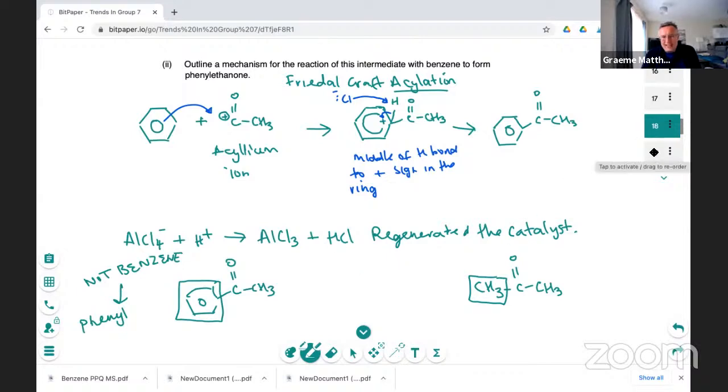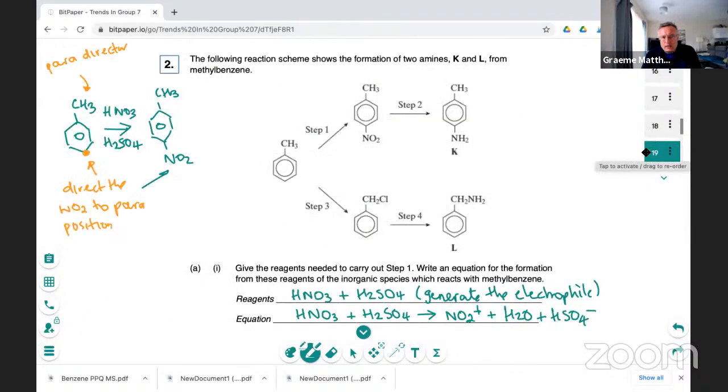I hope it was a nice in-depth analysis. And then we did this one. Again, generate the electrophile. The reason why I picked this one, chemists, is because it looks a little bit foreboding, doesn't it? It's like, oh, all these steps everywhere. No, just chunk it down step by step and you'll be all right. Step 1, 2, 3, 4, one step at a time.